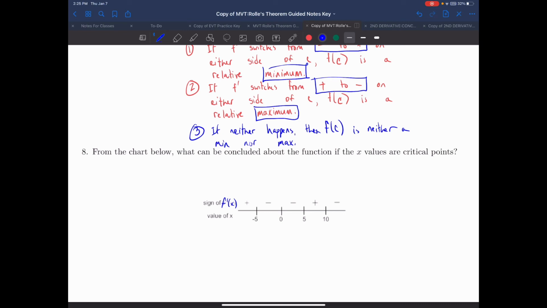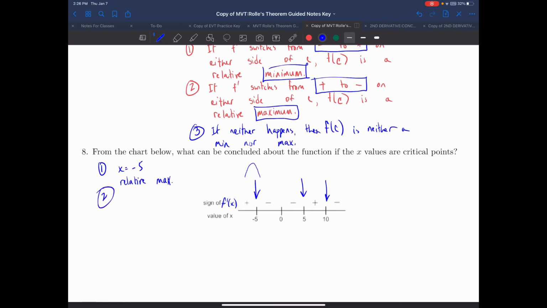So where does it switch? It switches at -5, it switches at 5, and it switches at 10. At 0, you have negatives on both sides, so there's not a min or max there, so we won't even look at that one. So the first thing is x equals -5. It went from positive to negative, so it goes positive slope, then negative slope. So that is a relative max.